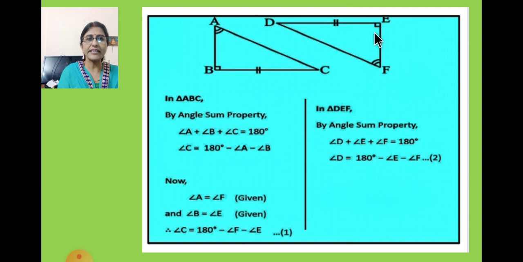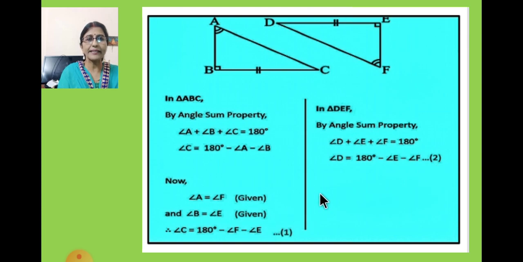Now let us go to the next triangle, triangle DEF. Again we'll use the angle sum property. By the angle sum property we will write angle D plus angle E plus angle F is equal to 180 degrees. Same way here, this time we'll keep angle D here, and these two angles we will take to the other side. Now 180 degrees will be written first, and then when you bring this to the right side, it will be minus angle E, and then this will become minus angle F. So this is equation number 2.